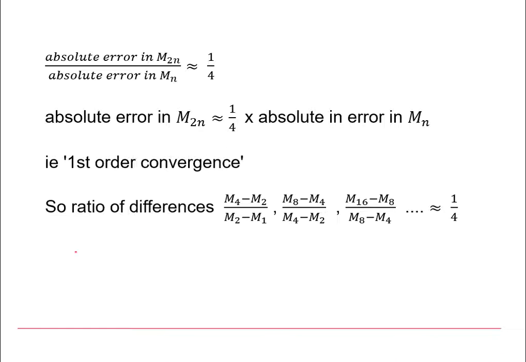So we've now got, as already mentioned, this sequence M_1, M_2, M_4. So it's very important to note that it doesn't go M_1, M_2, M_3. We're doubling the number of strips at each stage. So we can find out the ratio of differences, and if we did this in a spreadsheet, we could see that it should settle down to a quarter. And then we will get the same thing for the trapezium rule.